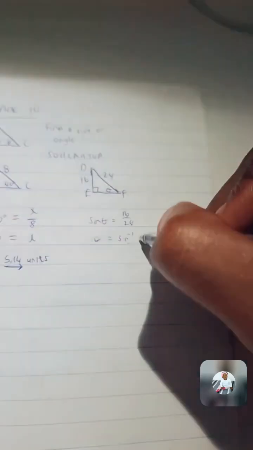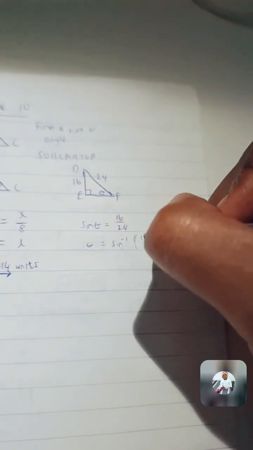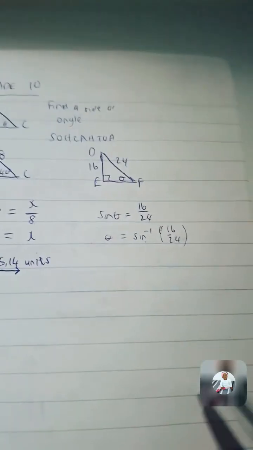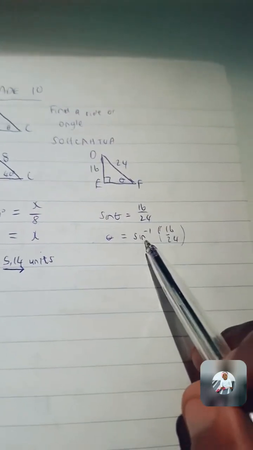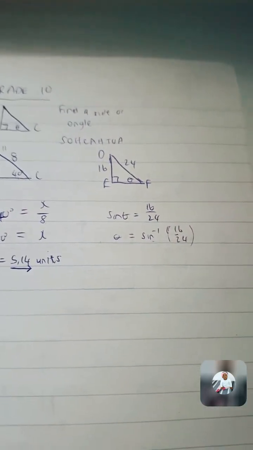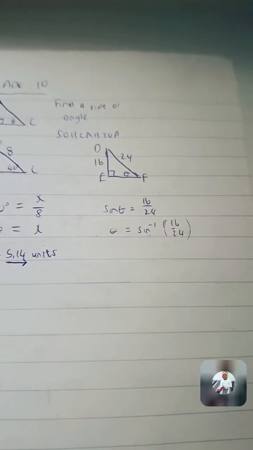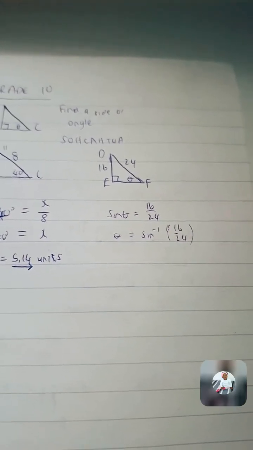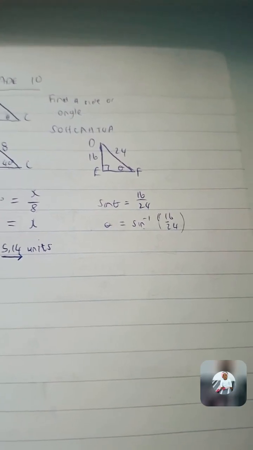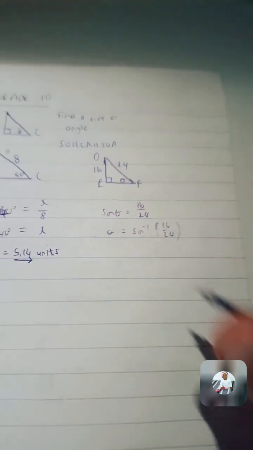Then we want the angle, so we take arc sine on the right, 16 over 24. We use the calculator. It says 16 over 24, right? Yeah, the answer is 41.81.